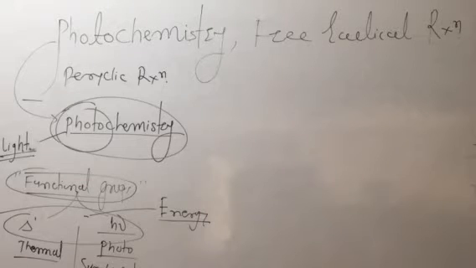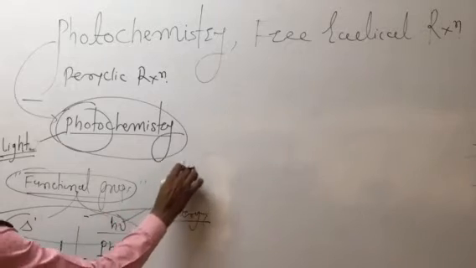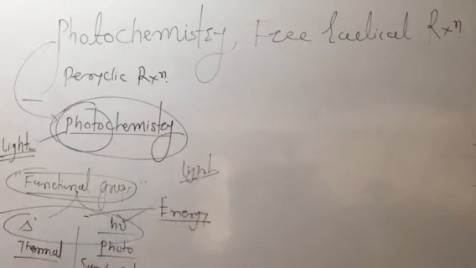Irradiation of light on reactant molecules, giving the energy by irradiation of light to the reactant molecule and converting it into the product, such types of changes are called photochemical reactions.